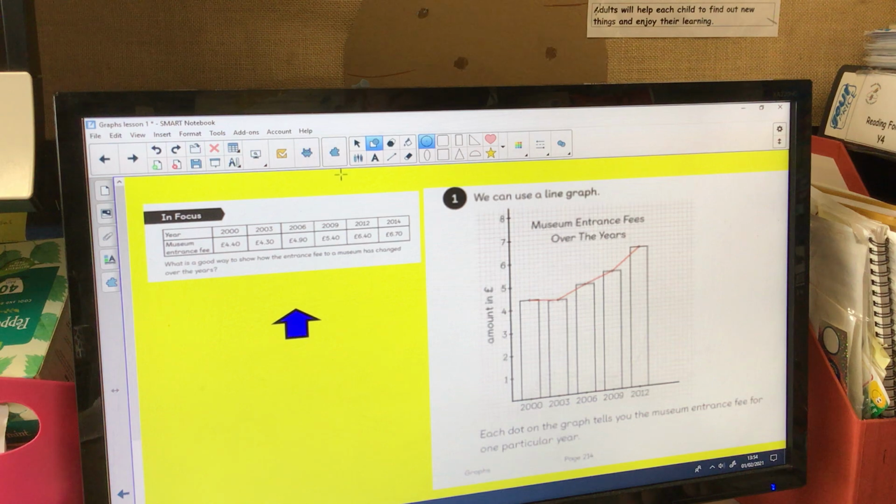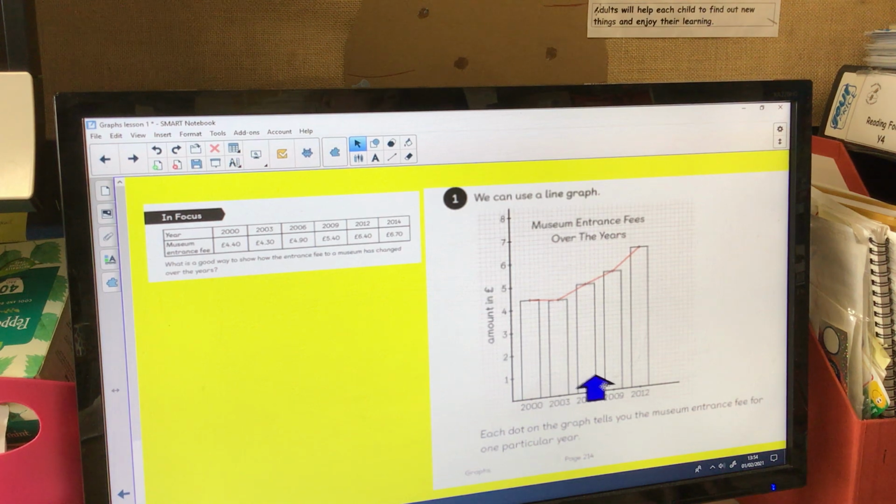Okay, so there's that information that we've just been talking about, and you can see on here it looks like still a bit like bars, but at the top of each of these bars there's an actual point as to where that is. There's the £4.40 across there, there's a point there. In 2003, £4.30, so it comes down, and each of those points for those amounts have then been joined up like a dot to dot, and that needs to be done with a ruler when you join those up, children. Okay, it says each dot on the graph tells you the museum entrance fee for one particular year. That dot there tells you each year. So actually we do not need the bars for this sort of information.